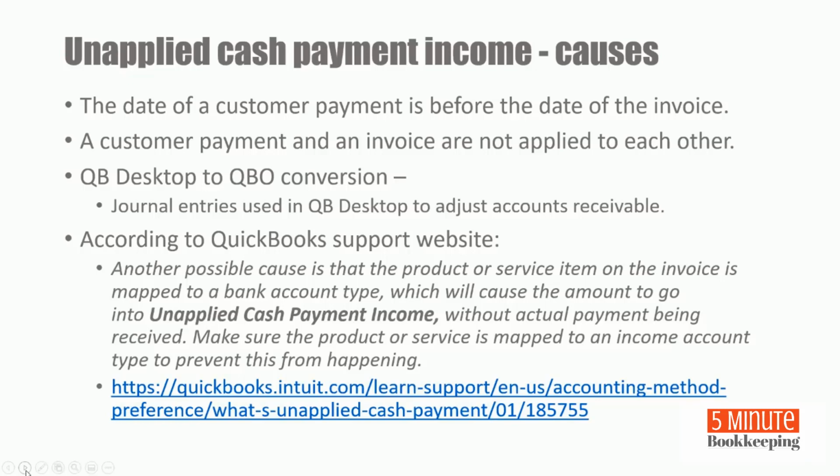According to the QuickBooks support website, another possible cause is that the product or service item on the invoice is mapped to a bank account type, which will cause the amount to go into unapplied cash payment income without actual payment being received. Make sure the product or service is mapped to an income account type to prevent this from happening. I've never seen this happen before, but given that the QuickBooks support team has listed that on their website, I wanted to include that as well.